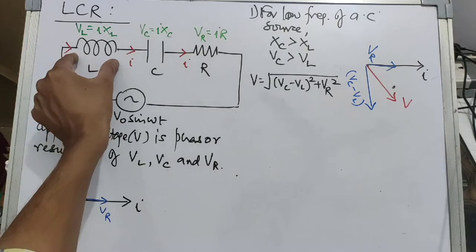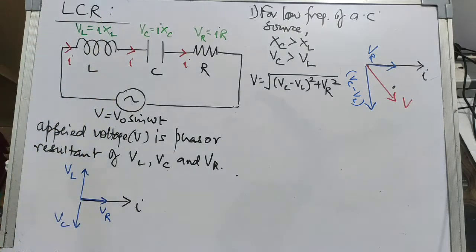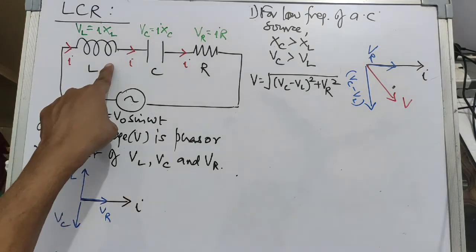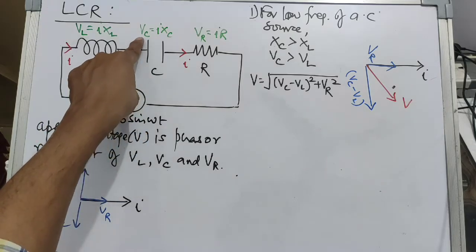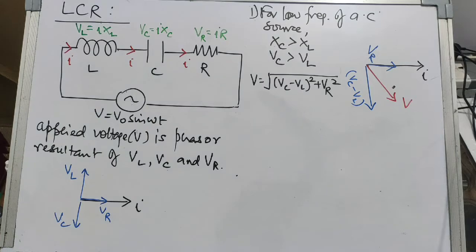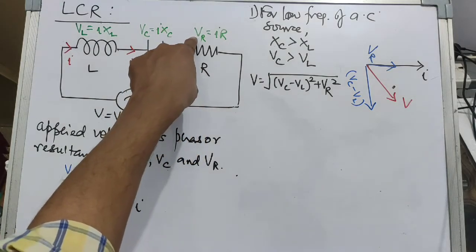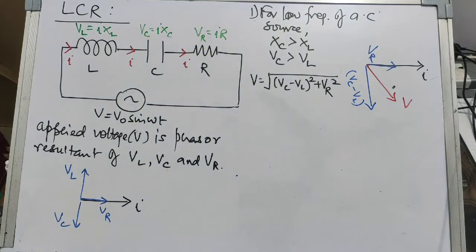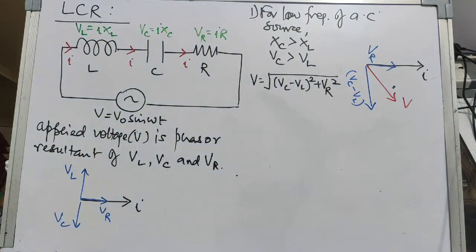The voltage across the inductor is given by VL, that is I XL, where XL is the resistance, we call it the inductive reactance, offered by the inductor. Similarly, across the capacitor the voltage is given by VC, and across the resistance the voltage is given by VR, that is equal to IR. Now, definitely we know that VL, VC and VR won't be having the same phase.